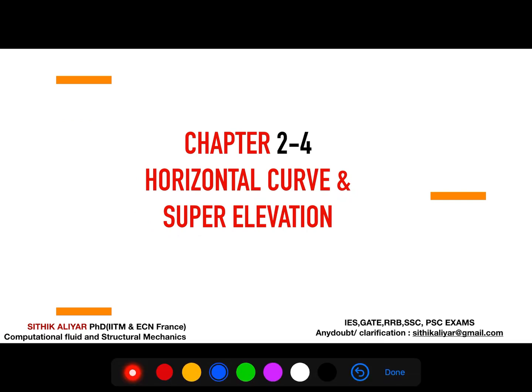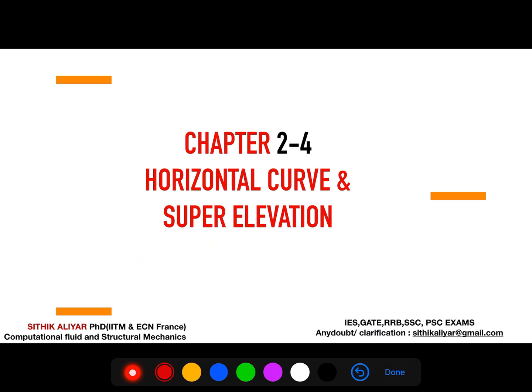Okay. So in short, we are in transportation engineering. Under that, we are in highway engineering. Under highway engineering, we are in the geometry design chapter. Under the geometry design chapter, we have completed up to sight distance. We are under a topic called horizontal curves and super elevation. This will be somewhere around the third or fourth chapter, I think.